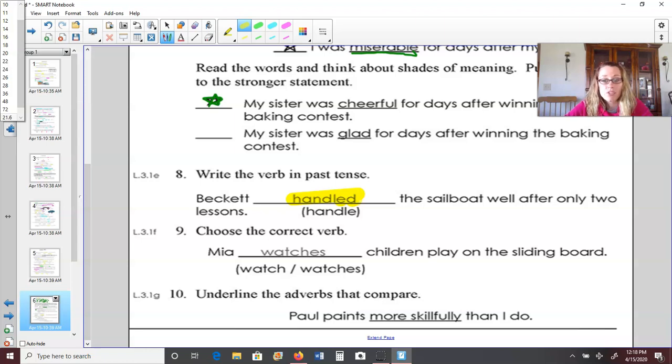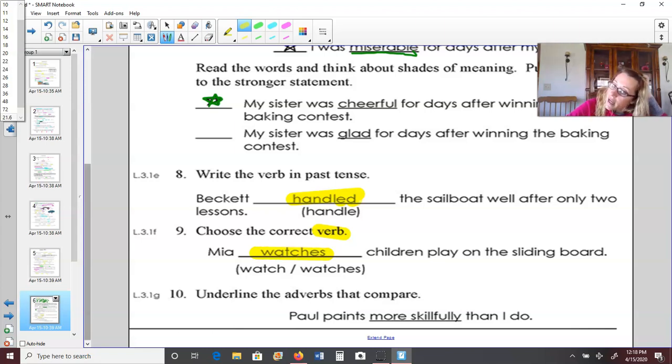Number 9, choosing the correct verb. Again, another action word. Mia watch or watches children play on the sliding board. Well, Mia watches children play. So we have the ES ending.